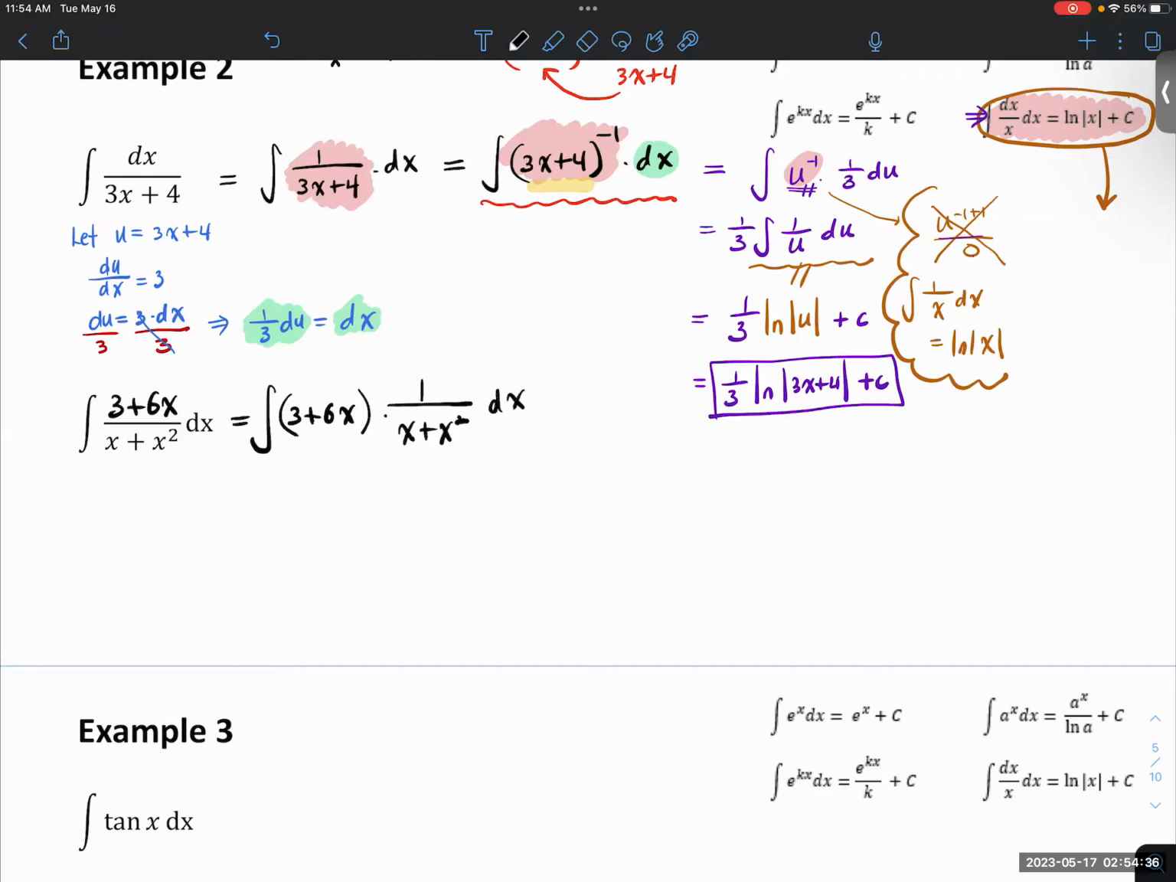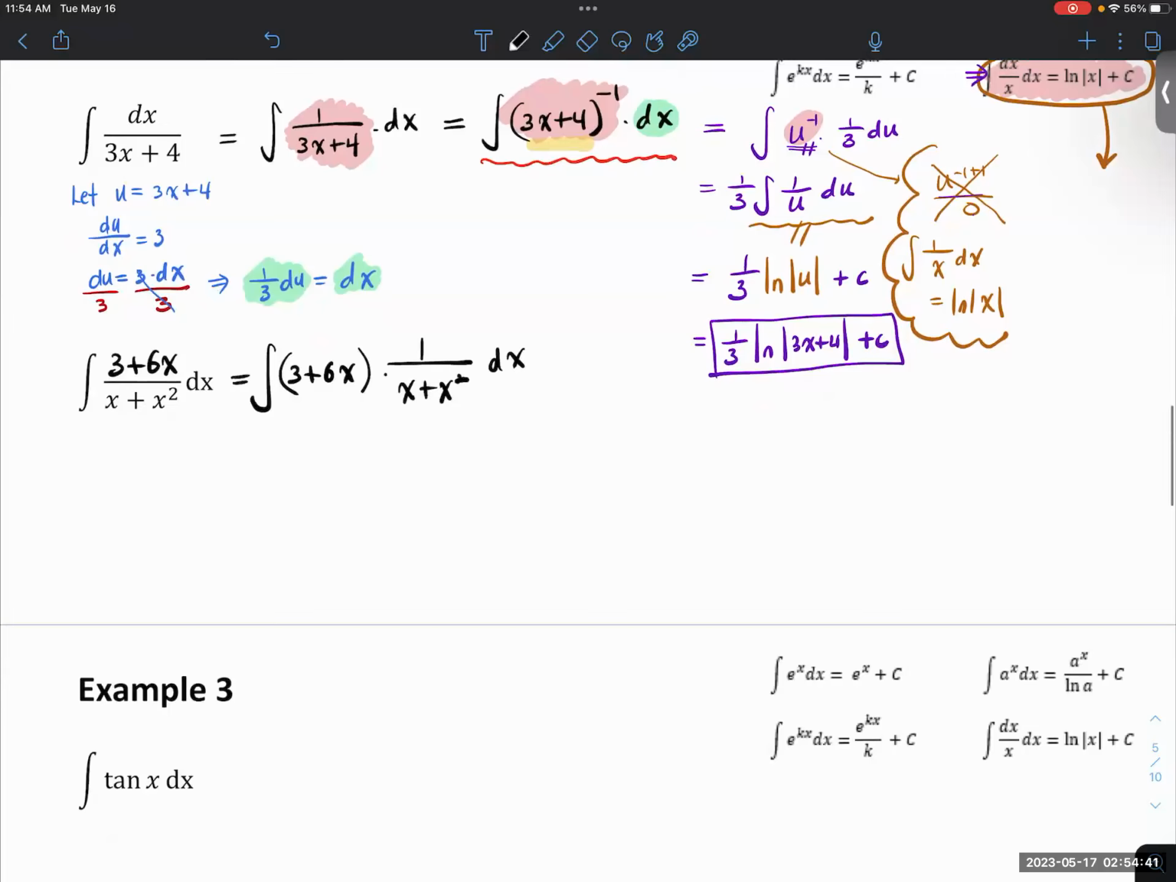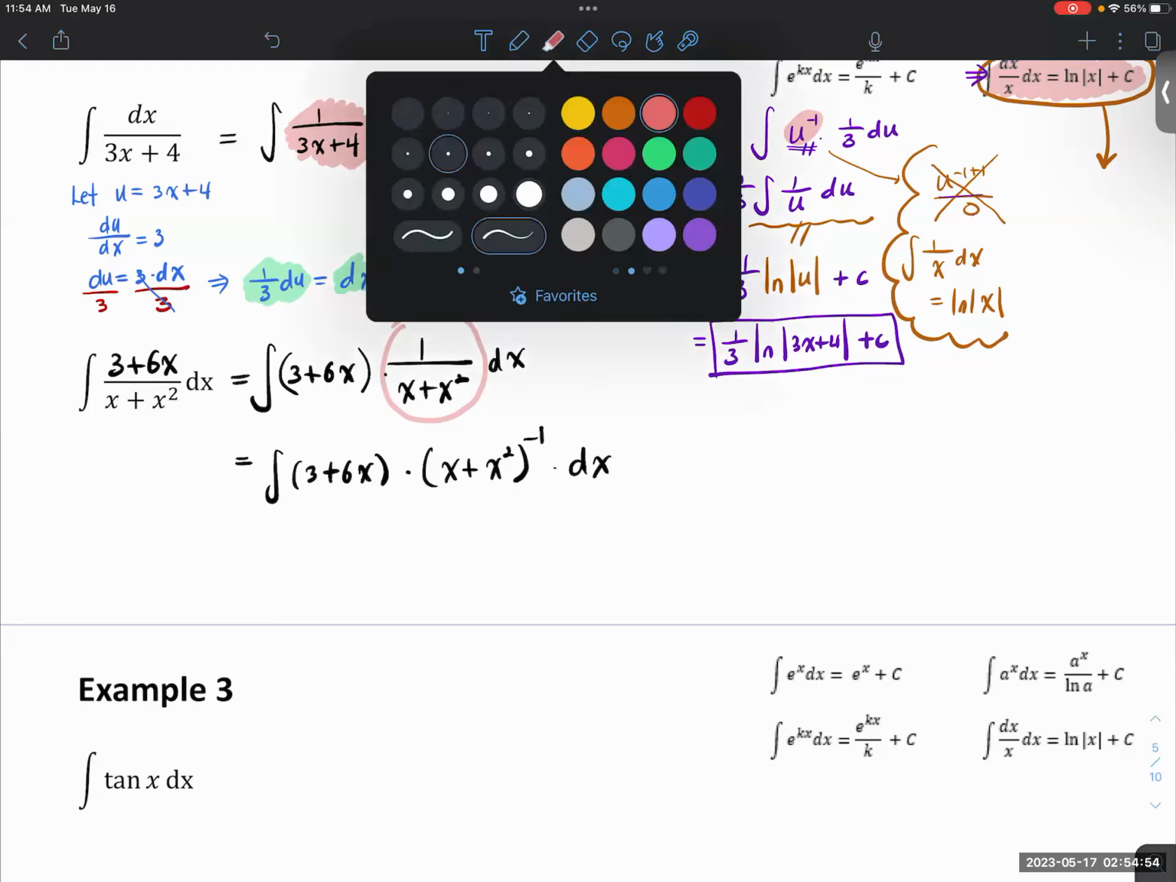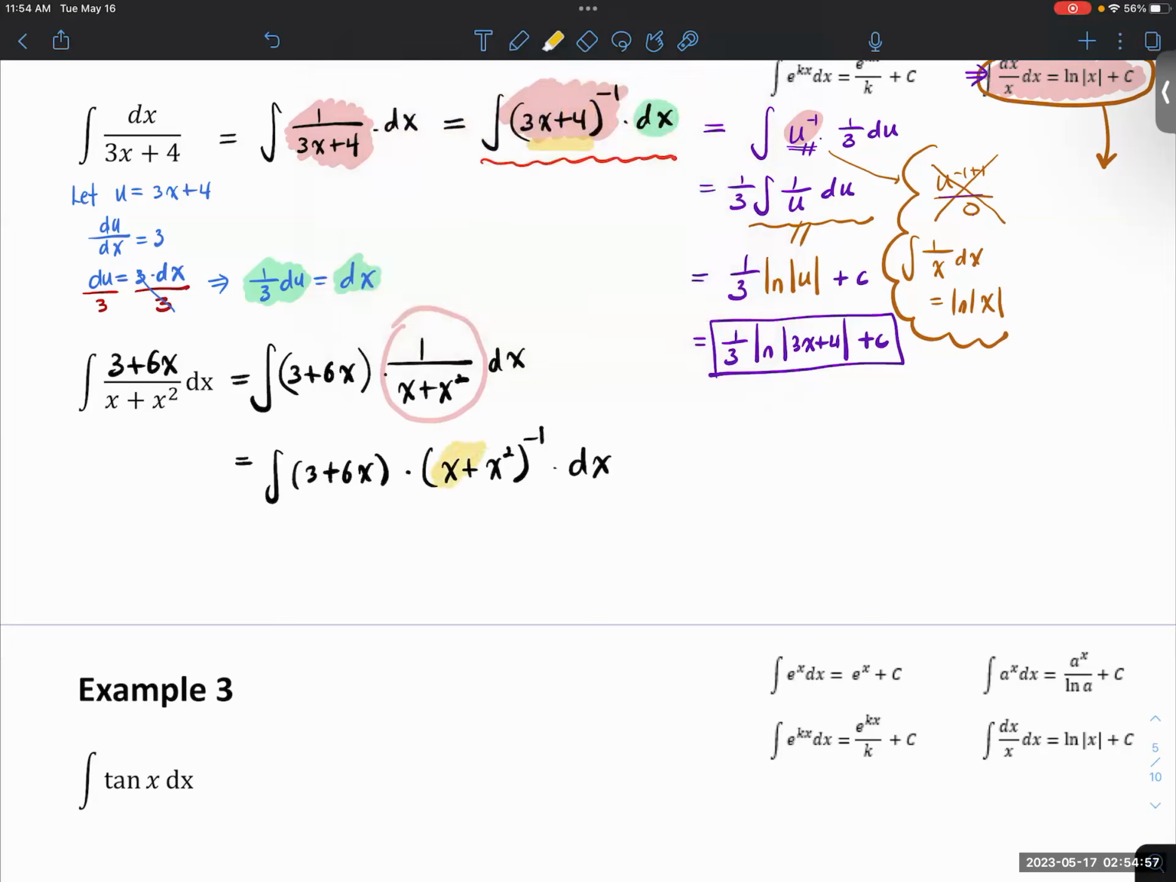I'm trying to modify it to find out if there's any sub function. Okay, it's 3 plus 6x, and then we know this is the same as x plus x to the second, to the negative 1. So therefore, by doing this work, I can find out what is the sub. x plus x to the second is the sub, and you're going to find 3 plus 6x times dx in terms of the u variable. Are you following?